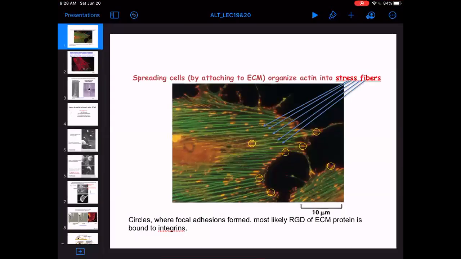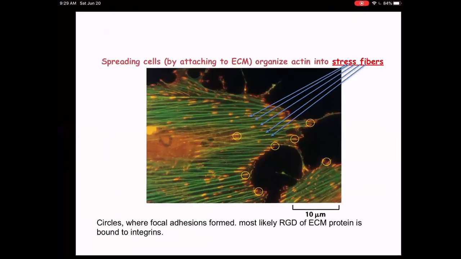Okay, class. I'm going to move to lecture 19. So we learned about RGD. So I'm going to switch to a presentation mode.